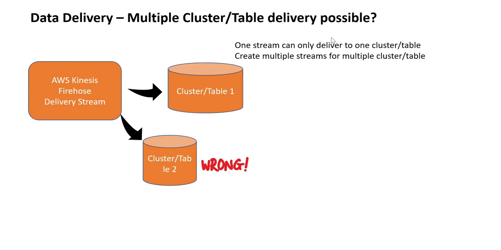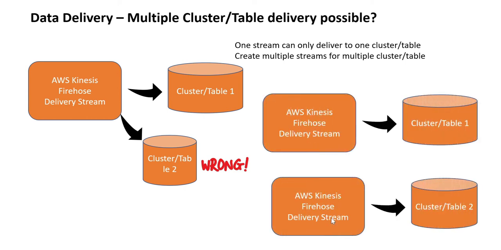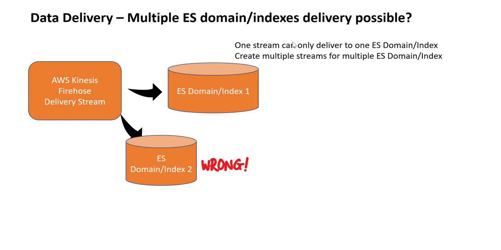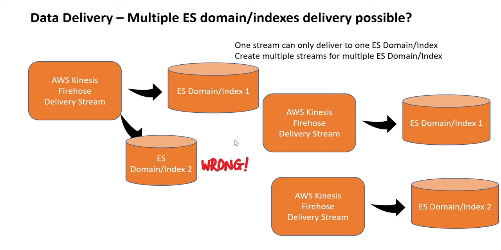A second fact check: can Firehose write to multiple Redshift clusters or tables? No. In this case, you have to create two streams, one to write to the first cluster or first table, the other to write to the second cluster or second table. Third fact check: can Firehose write to multiple domains or indexes? No. Here also it can only write to one index or one domain. So if you want to write to multiple domains and indexes, you have to create two streams or multiple streams.